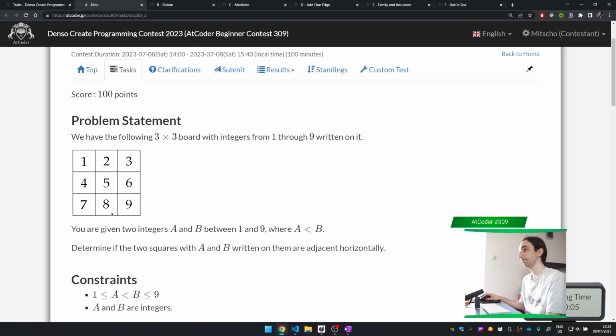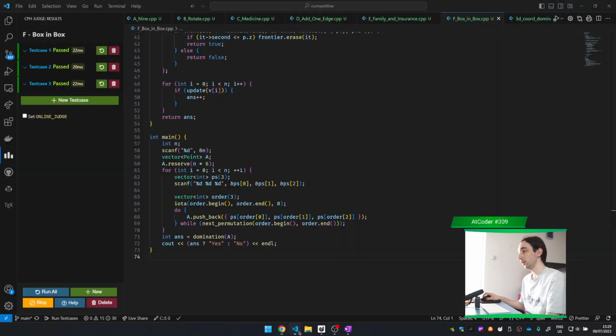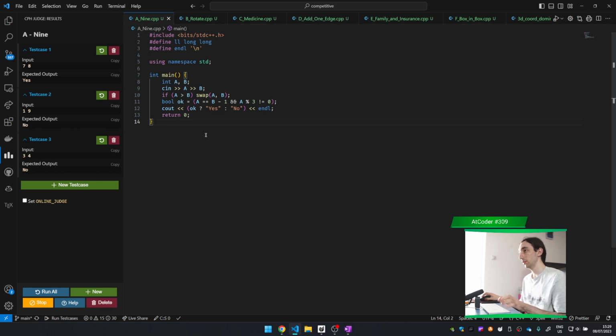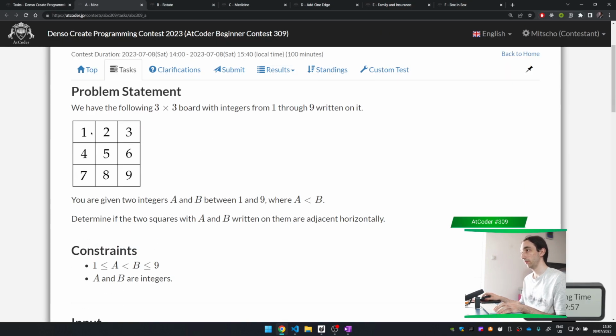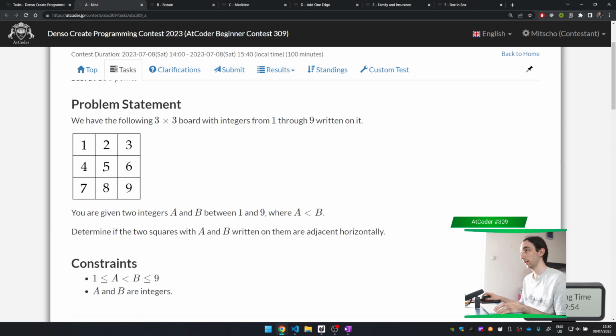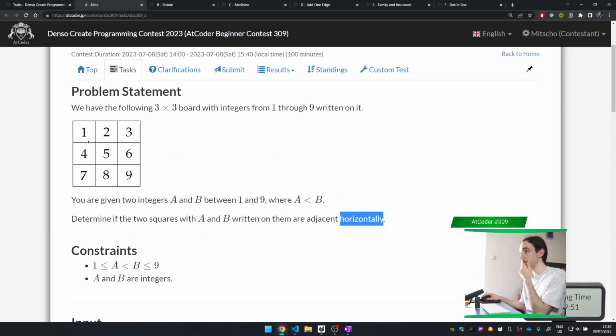So yeah, I like the problems. The first problem was pretty simple. We just had to say if two things are adjacent to each other, adjacent horizontally, so not vertically as well. You don't need to create the grid to check. You just know that because this is in this order always, the adjacent things will have an absolute difference of 1. And then if this is the first thing here and the second thing is this, then it's invalid.